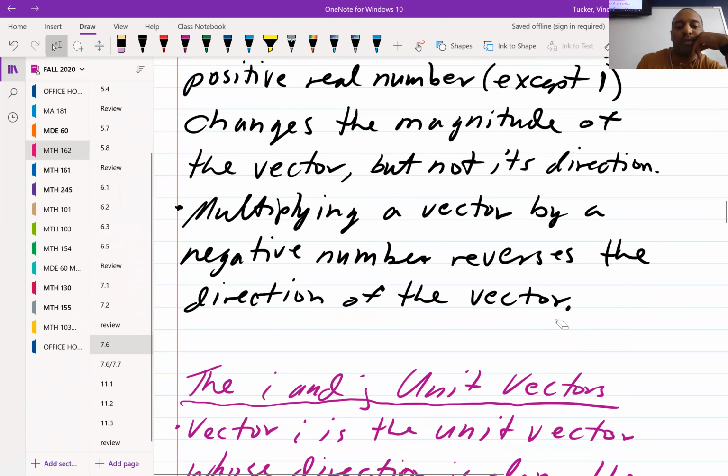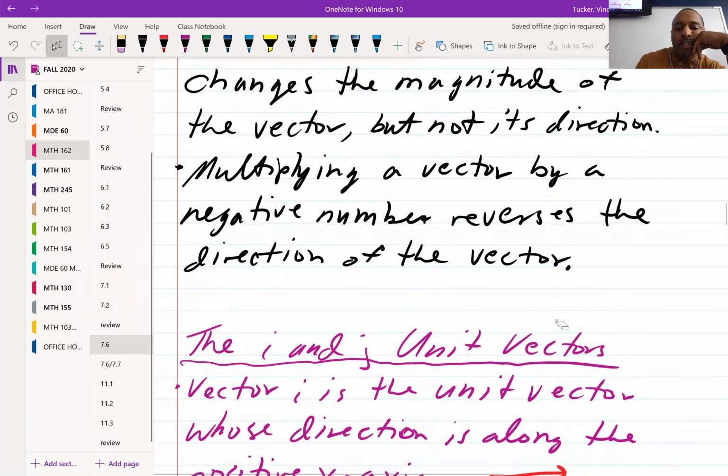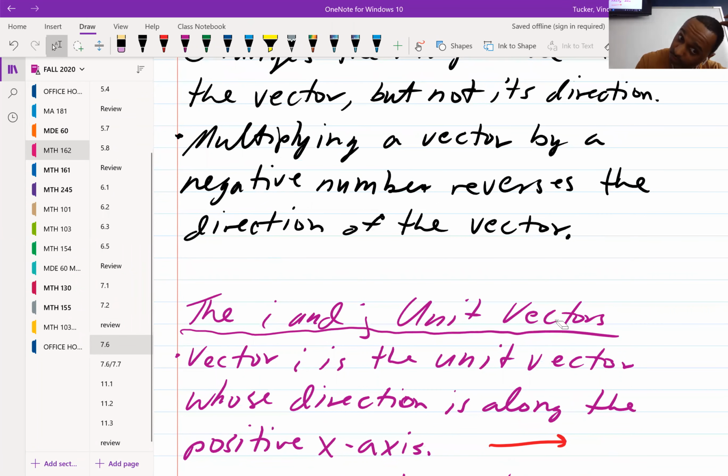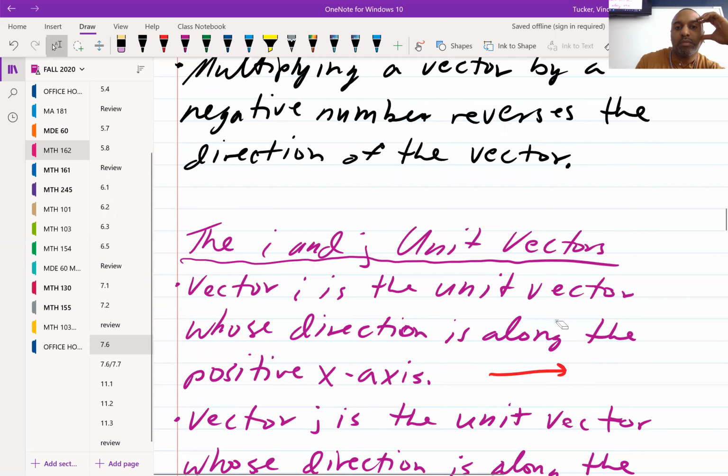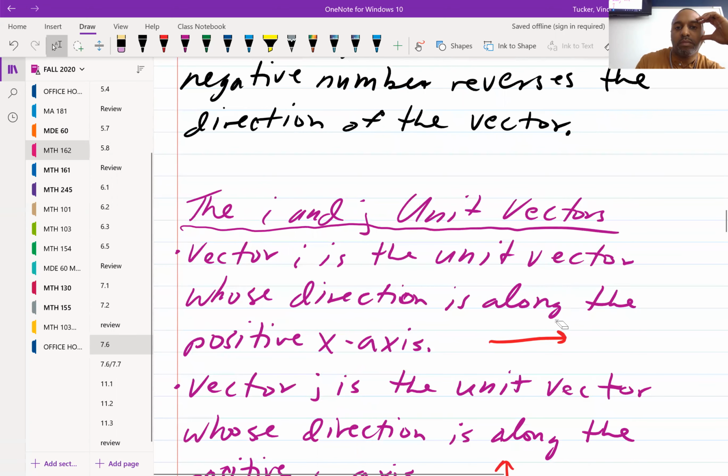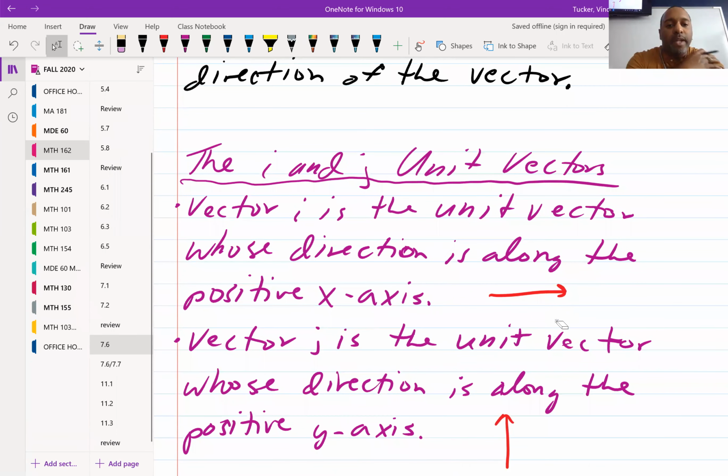Next, looking at the i and j unit vectors. Vector i is the unit vector whose direction is along the positive x-axis. Vector j is the unit vector whose direction is along the positive y-axis.